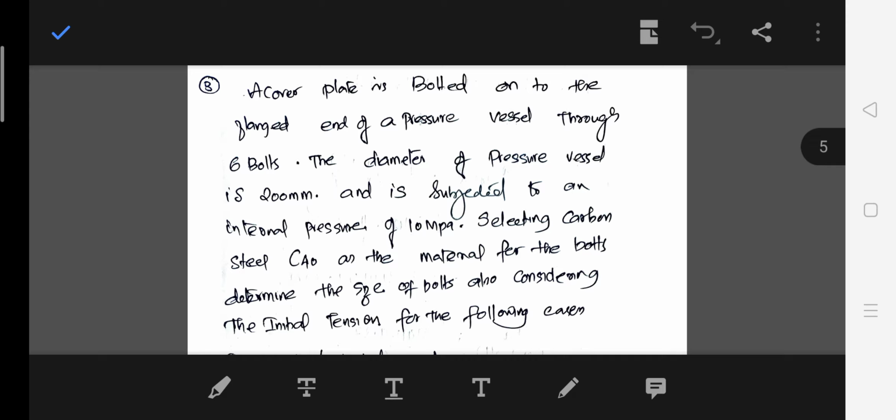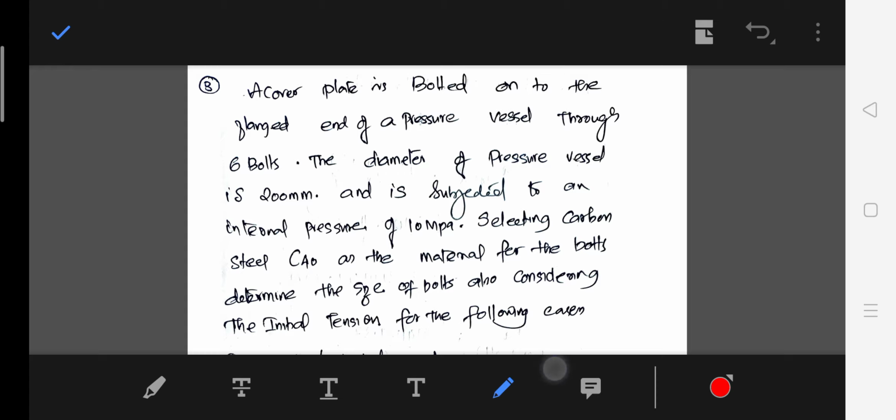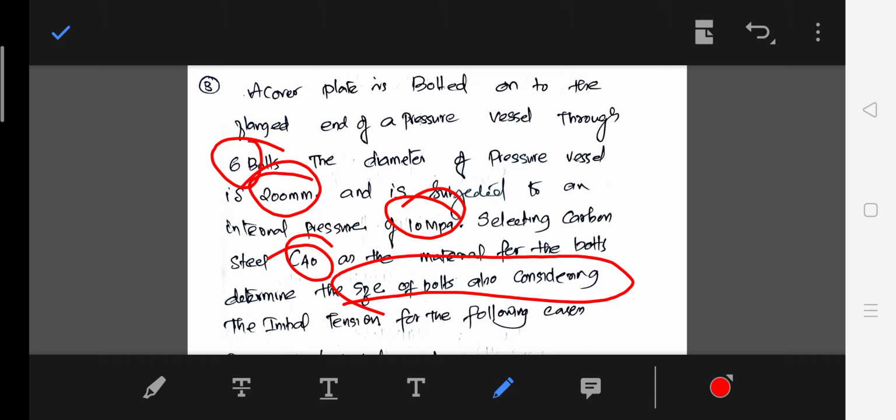A cover plate is bolted on a flanged end of a pressure vessel through 6 bolts. So i is equal to 6. The diameter of the pressure vessel, capital D, is 200 mm and it is subject to internal pressure P equal to 10 megapascal. C40 is selected as the material of the bolt. Determine the size of the bolt considering initial tension.